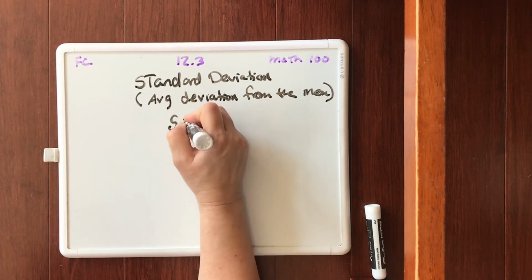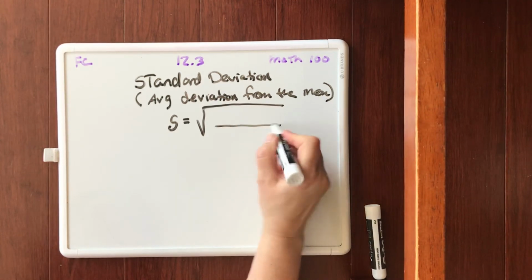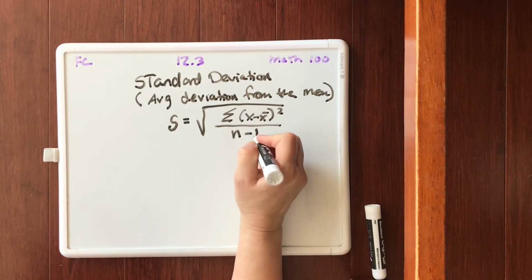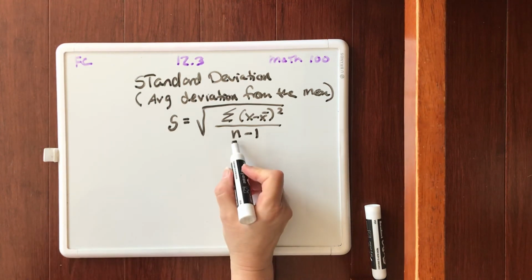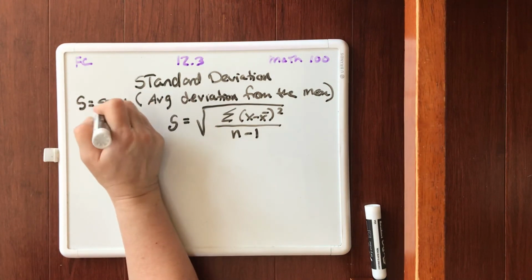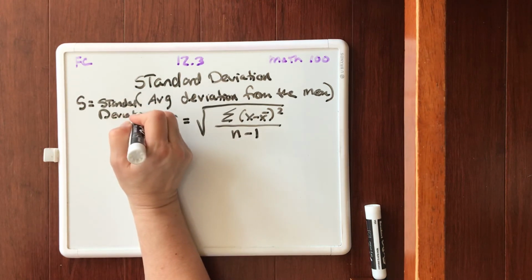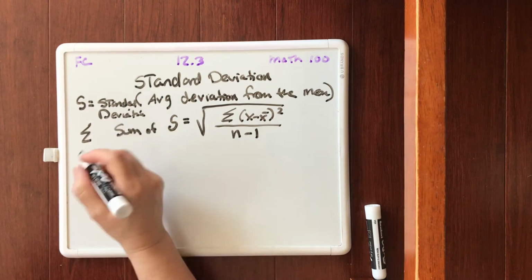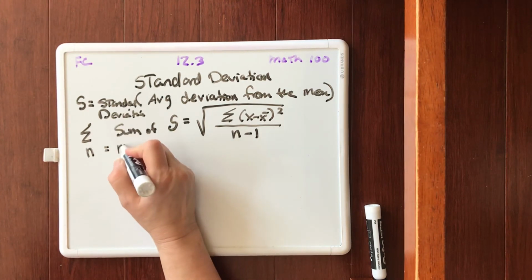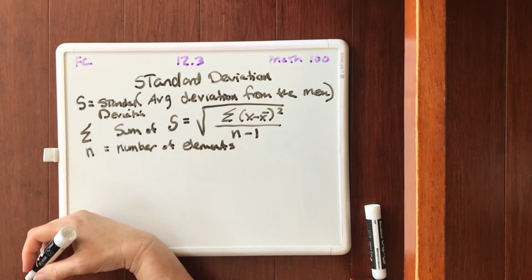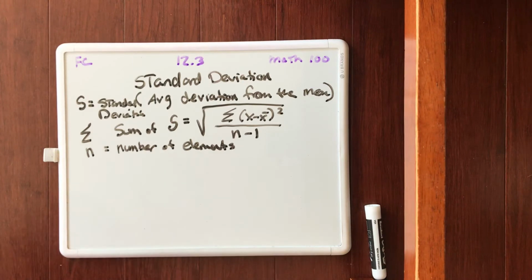s equals the square root of the summation of the deviations from the mean squared all over n minus 1. N is how many elements we have. I'll say that again. N is how many data points we have. Okay? So I'm going to put over here, S just stands for standard deviation. This we can think of as just sum of. We're going to sum everything. And N is the number of elements or number of data points. Number of elements. Okay? So we're going to do an example now utilizing the standard deviation formula.